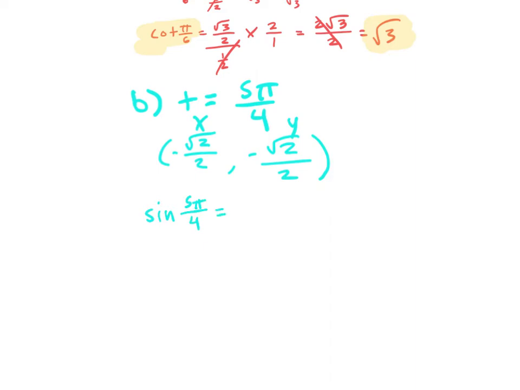What's sine? Y. So it would just be negative square root 2 over 2. What's cosine? X. So it would be negative square root 2 over 2. What's tangent?